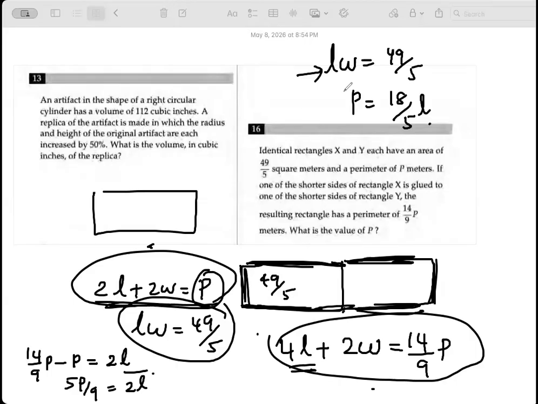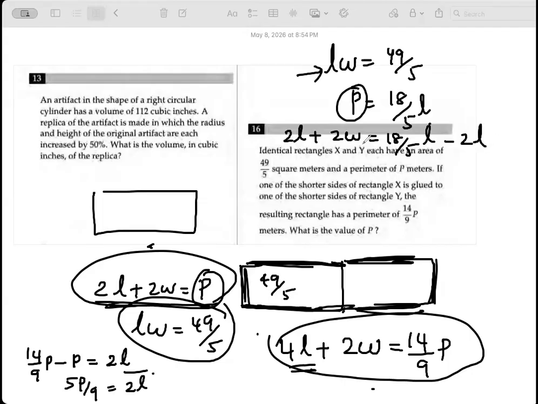Okay, so perimeter P is what? 2L plus 2W, right? Let's see. So here 2L plus 2W is equal to P, right? So 2L plus 2W will be equal to 18 by 5L, right? Let me see, guys. Even I am thinking out loud.